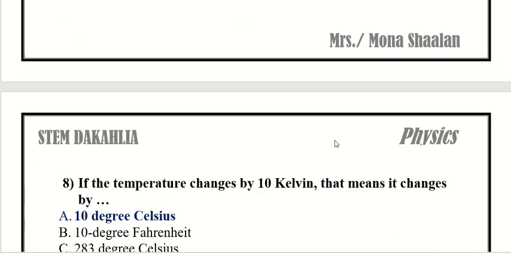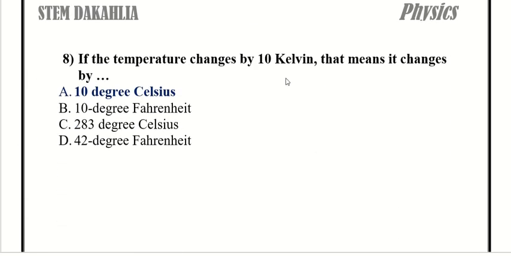Okay. Question number 8. If the temperature changes by 10 Kelvin, that means it changes by the same amount in Celsius, as the Kelvin and Celsius scales have the same interval. But Fahrenheit and Celsius are not on the same level. So a change of 10 degrees Kelvin is equivalent to the same change in Celsius.